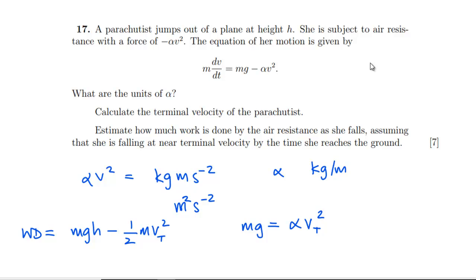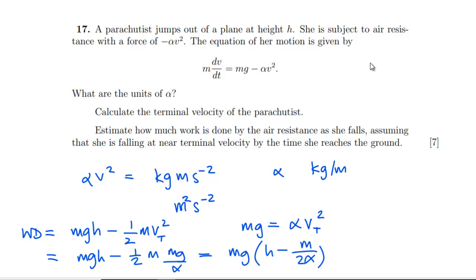So what we're trying to work out, we just need to work this out. We've got mgh minus a half m times mg over alpha, which is equal to, let's factorize the mg's, mgh minus, what was left, m over 2 alpha. Yep, all good. 7 marks for that.